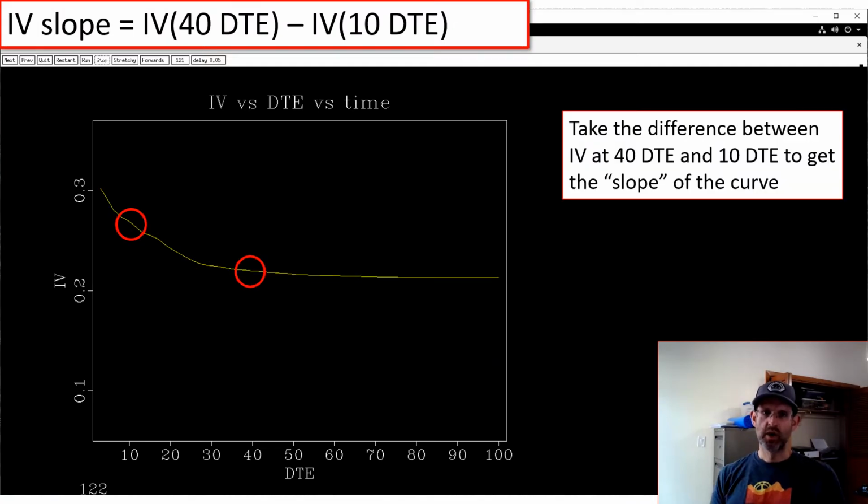Okay, so I wanted a quick way to tell the general shape of the IV curve and define it with one parameter. Rather than doing a fancy curve fit, I just take the difference between the IV at 40 days to expiration and 10 days to expiration, and I define this as, quote, the IV slope.